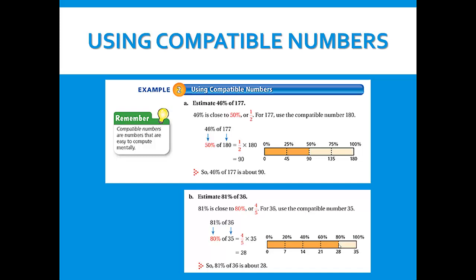For B, we're going to estimate 81% of 36. 81% is close to 80%, or 4/5. For 36, use the compatible number 35. So we're going to be finding 80% of 35. 80% was 4/5, so we're doing 4/5 times 35, and that would equal 28. So 81% of 36 is about 28.